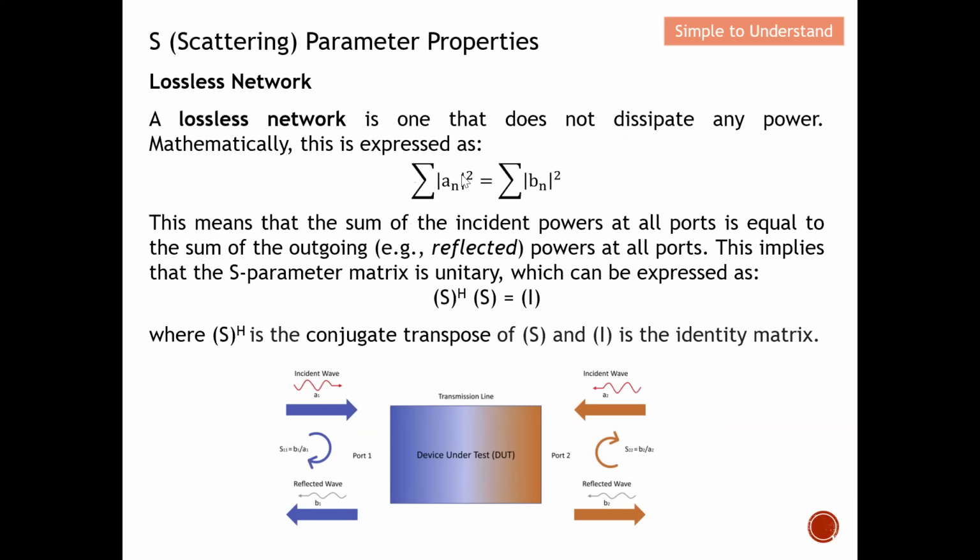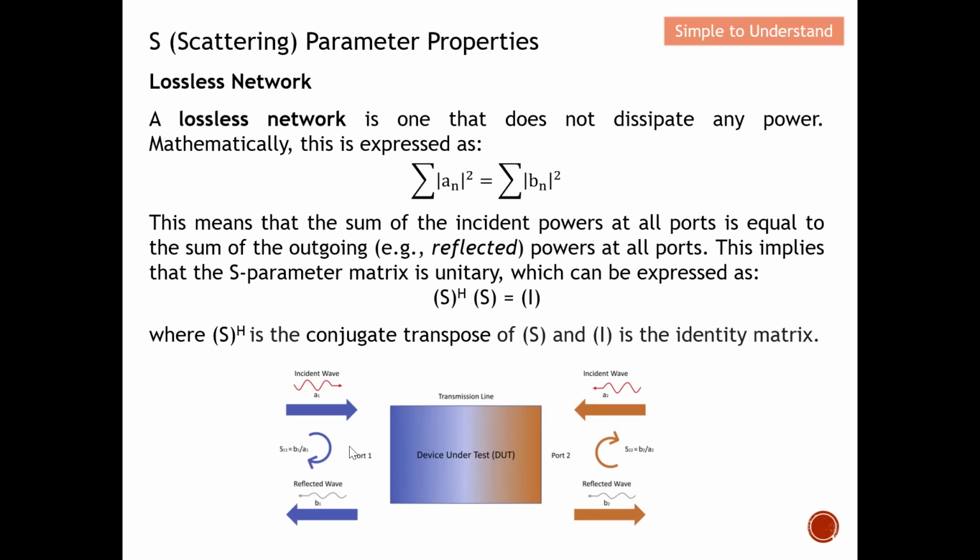If you know that AN is all the incident waves, and BN is what we call the reflected waves, when we have this lossless network, whatever we put into the DUT will be the same at the output, which means that whatever incident wave you obtain will be equal to the reflected wave.